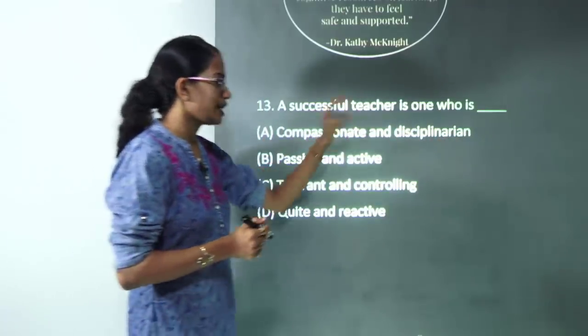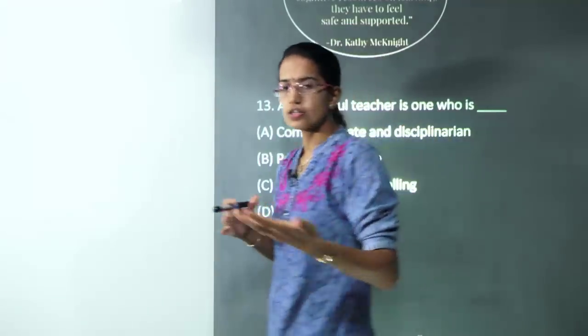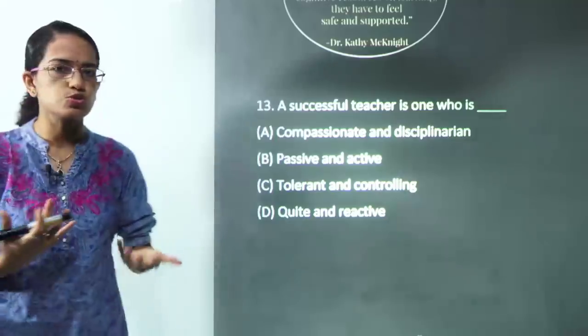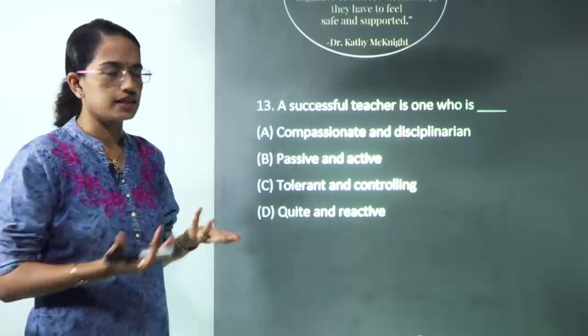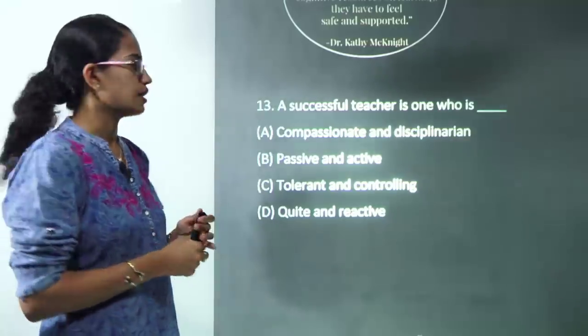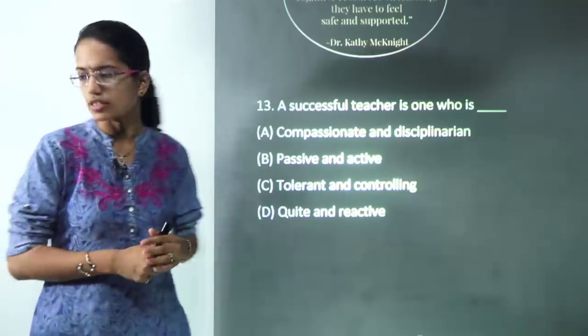Again, the teacher has to understand whether the student is able to understand or not, and from what kind of background the student is coming. Based on that, the teacher should be compassionate enough to help the student work around. So compassionate and disciplinary would be the correct option for question number 13.